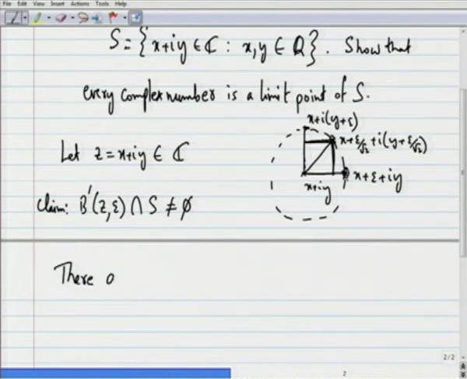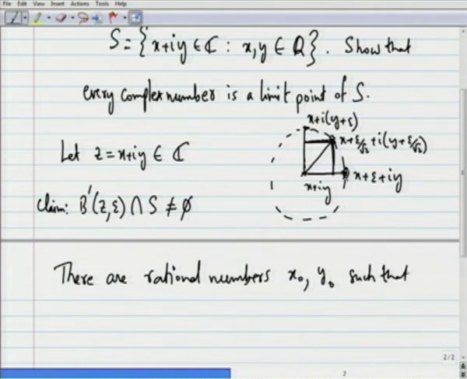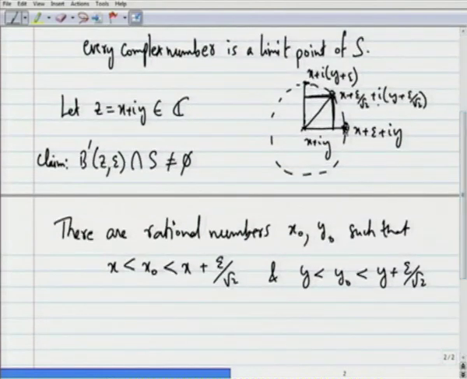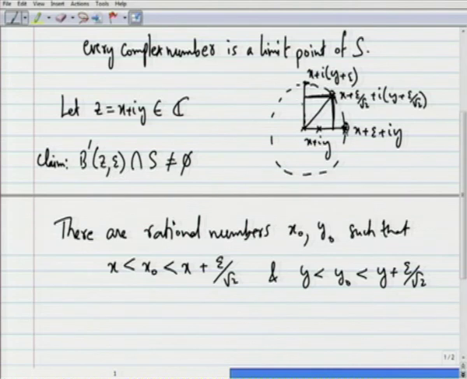This follows from the fact that rational numbers are dense in real numbers. So, there are rational numbers x naught comma y naught such that x is strictly less than x naught is strictly less than x plus epsilon by root 2, and y is strictly less than y naught is strictly less than y plus epsilon by root 2. I already mentioned why I am considering x plus epsilon by root 2 and y plus epsilon by root 2.